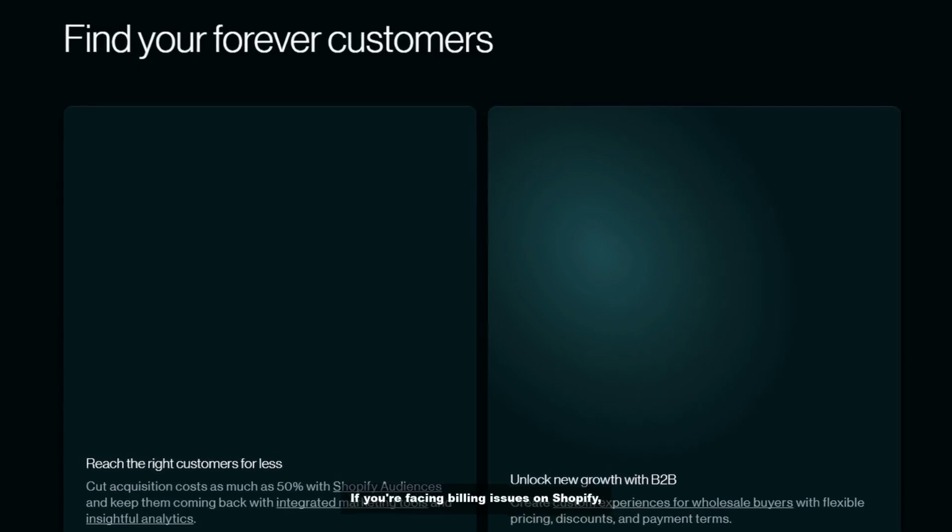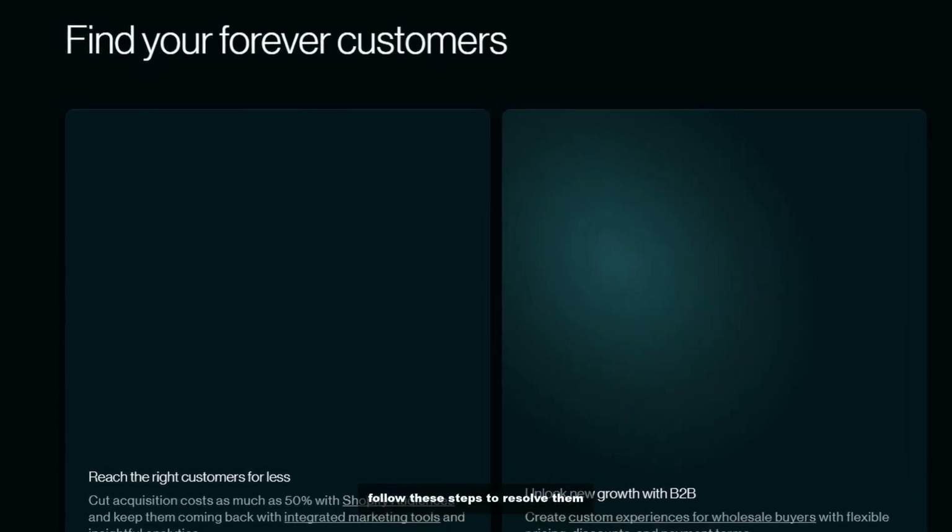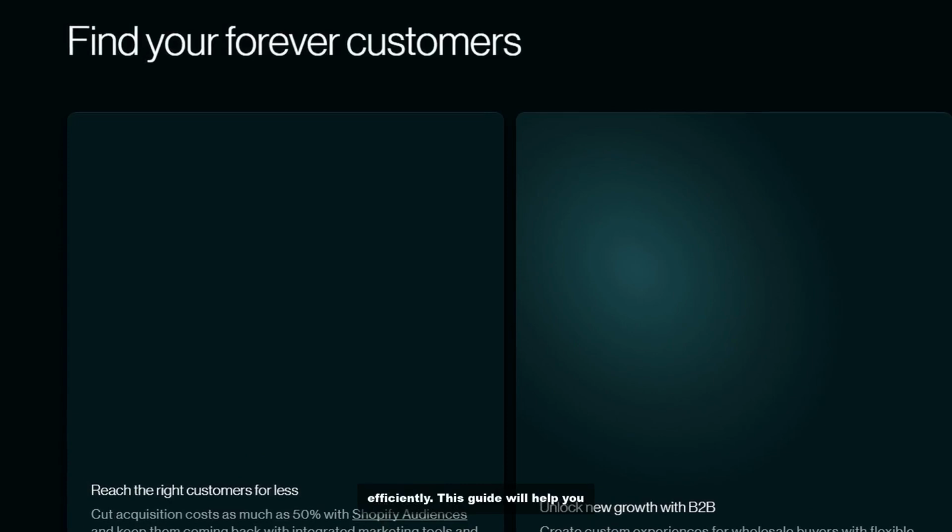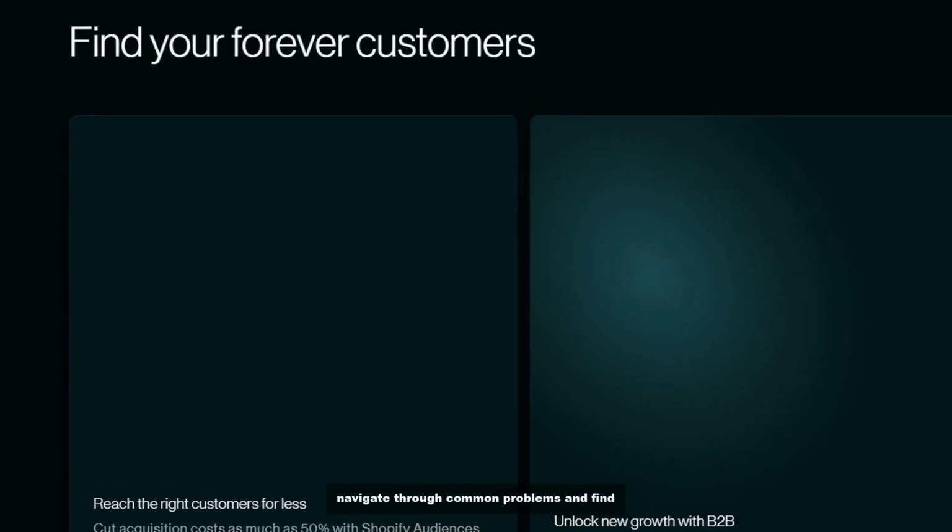If you're facing billing issues on Shopify, follow these steps to resolve them efficiently. This guide will help you navigate through common problems and find solutions.